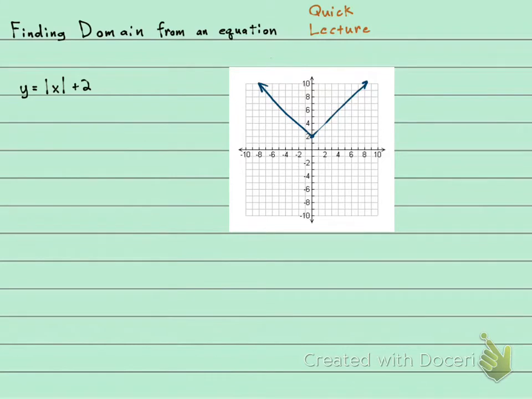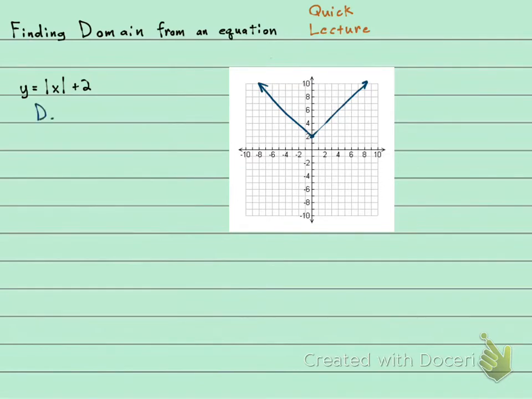Now the domain is all of your x values. So how far to the left does this graph go? Well, it goes to the left forever. And how far to the right does it go? Well, it also goes to the right forever. So no matter how far left and how far right you go, you're going to find a graph.